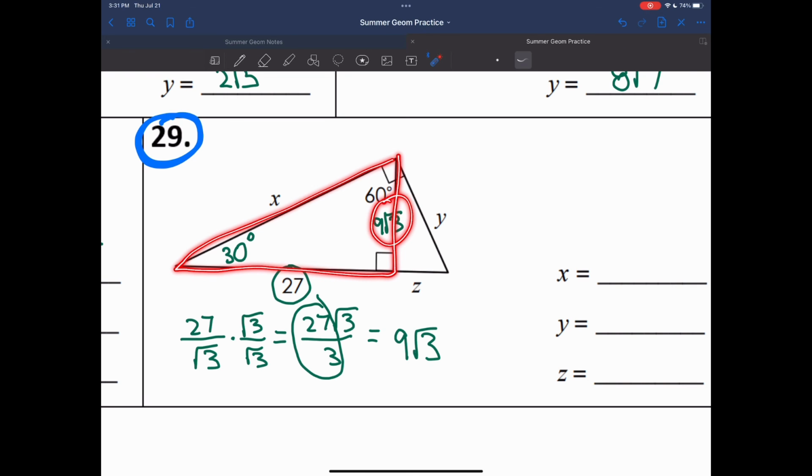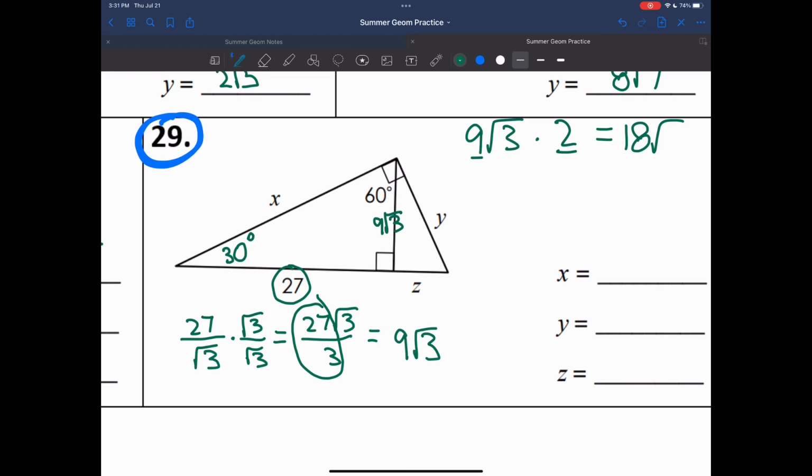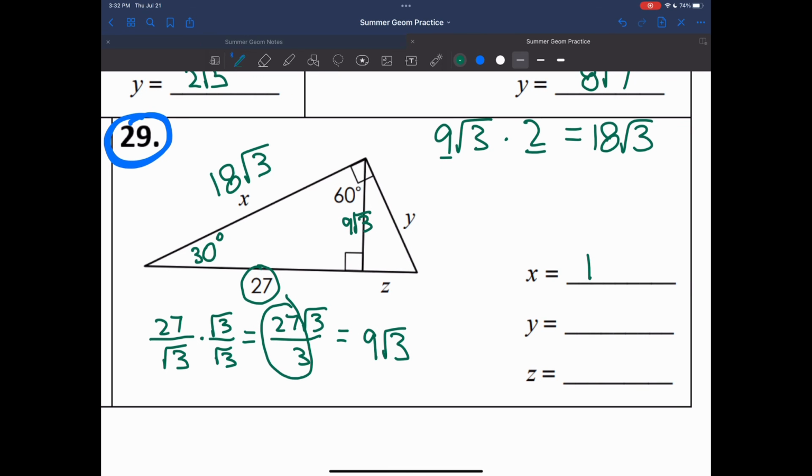So if we're still looking on this triangle, we just found our short leg, 9 square root 3, and to find our hypotenuse, we always know we just double it. We multiply it by 2. So if we take 9 square root 3 and we multiply that by 2, that's going to give me 18 square root 3. And that's my x variable, 18 square root 3. I can fill that in here. Okay, let's find the other two.